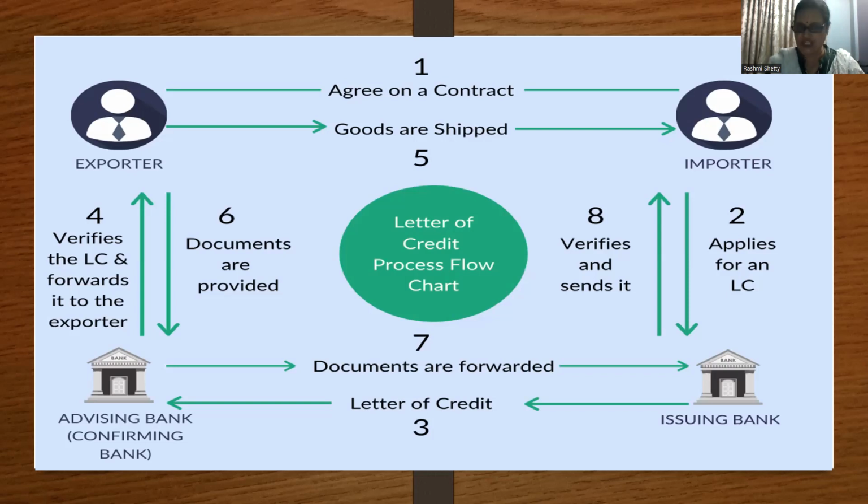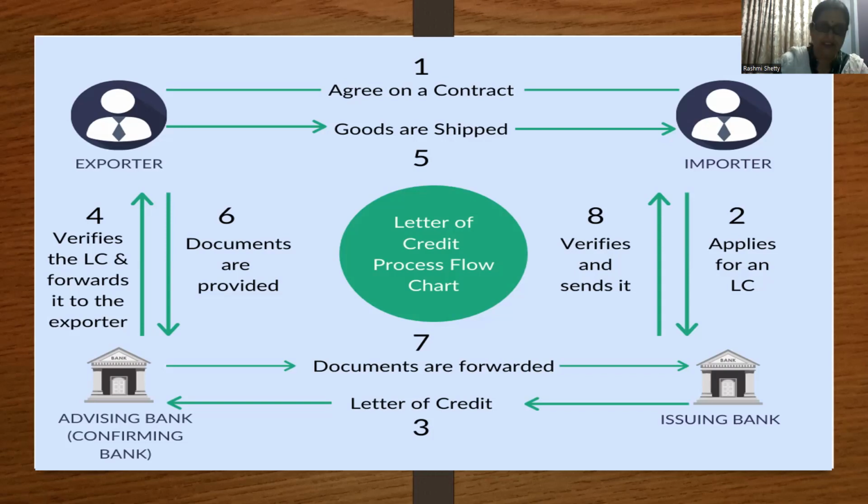The next step is that goods are shipped. The exporter will ship the goods to the importer. As soon as the goods are shipped, he will send the documents to his bank, the advising bank. He will put the goods on the ship and send all the documents we have discussed, the bill of lading, his bill, everything, to his bank. His bank will forward all the documents to the issuing bank, and the issuing bank verifies all the documents and sends them to the importer. This is the letter of credit process flow. I hope you understood this.